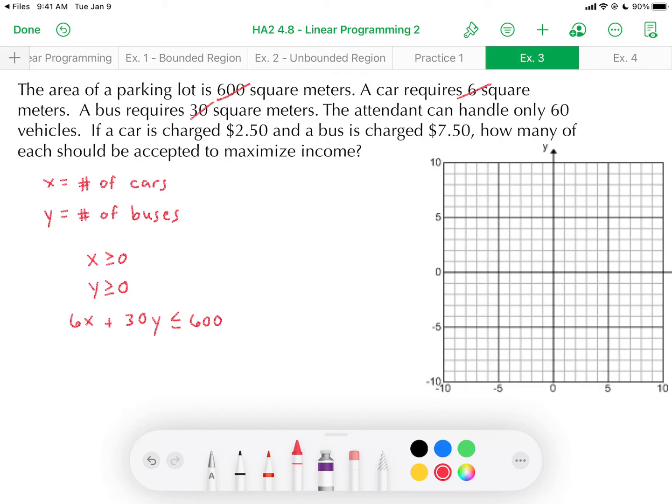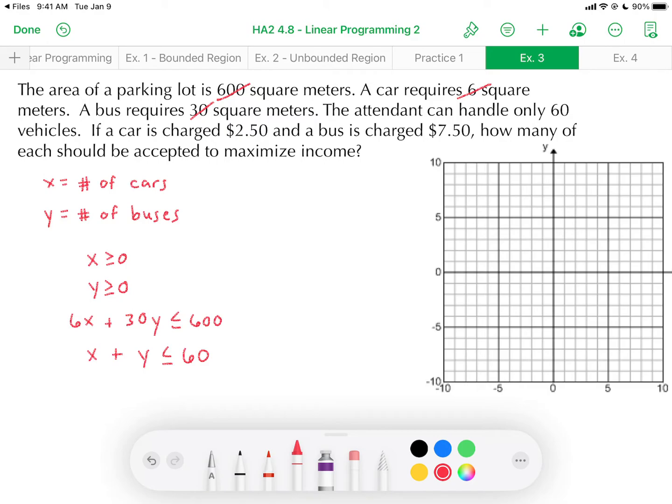What do you think? What would it look like? The attendant can handle only 60 vehicles. Jackie? Very good. X plus Y less than or equal to 60. So we're saying the number of cars added with the number of buses, you can't have more than 60 total.